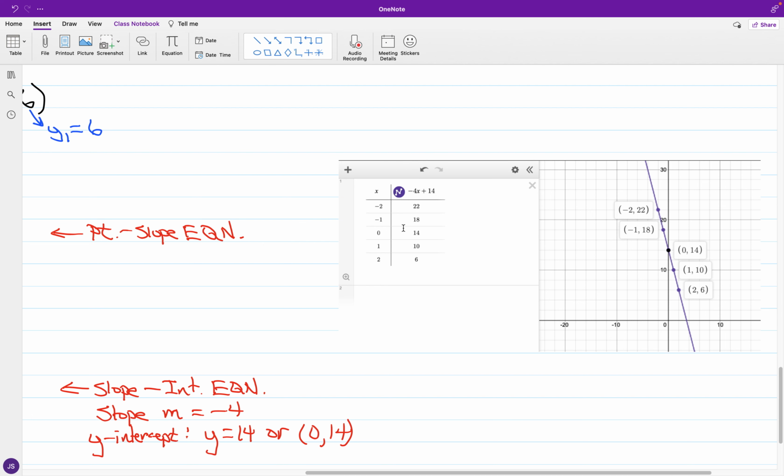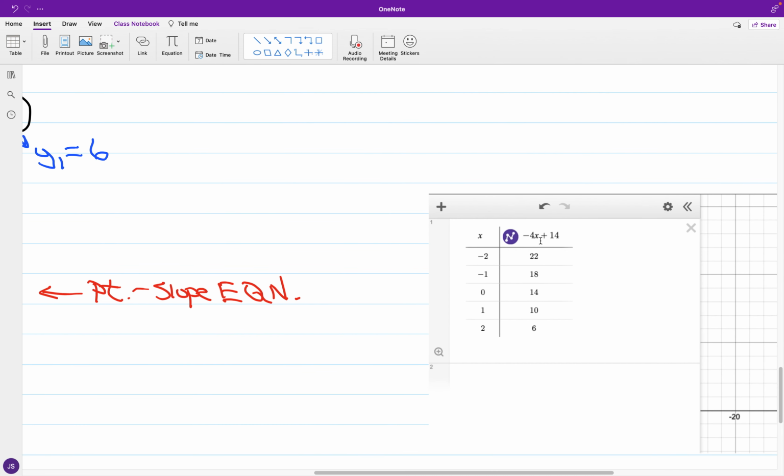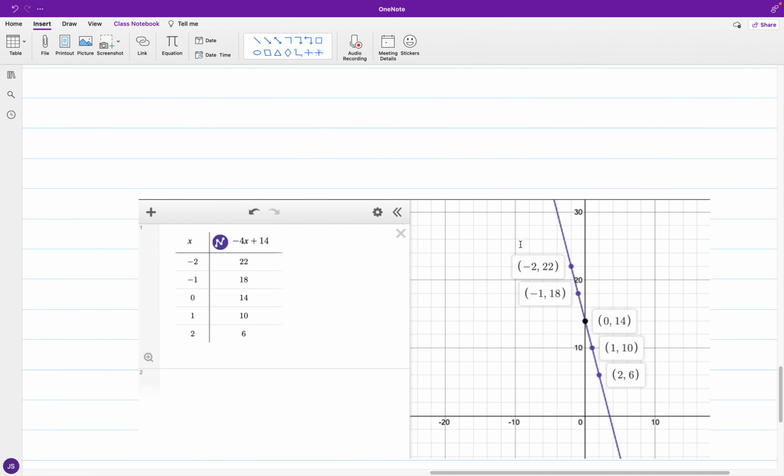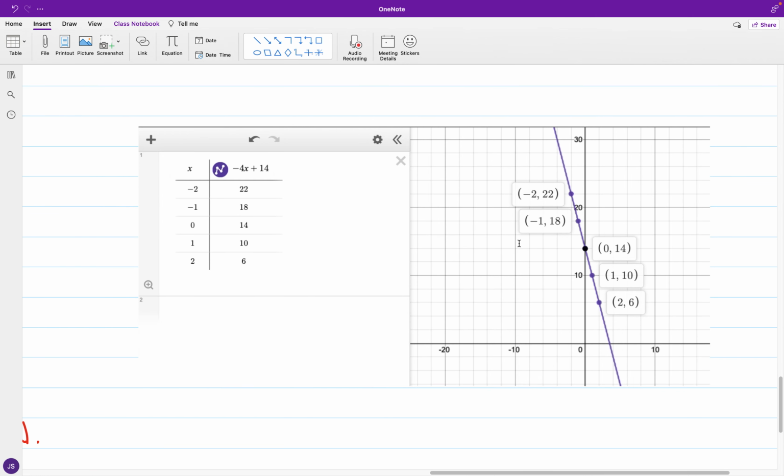And again, we have y is equal to negative 4x plus 14, and sample values of x we can plug in. So we got -2, 22, and -1, 18, and here we have our y-intercept 0, 14. You also have 1, 10, and again we worked with the given x and y values at 2 and 6. And so that will be the dynamic played out for this particular equation.